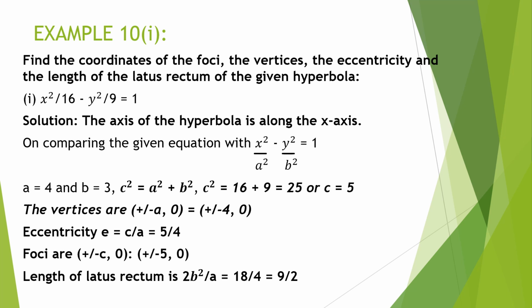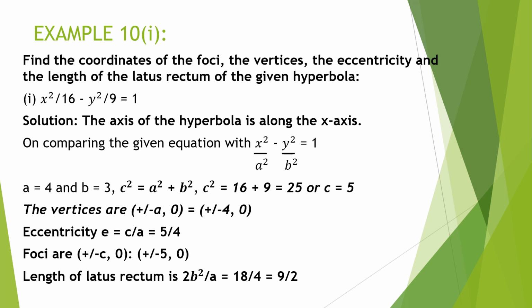Example 10. Find the coordinates of the foci, the vertices, the eccentricity and length of latus rectum for the given hyperbola. x square upon 16 minus y square upon 9 equal to 1. The positive term is with x, so the transverse axis is the x-axis. So we compare with the equation x square upon a square minus y square upon b square equal to 1. We get a equal to 4, b equal to 3. Again c square is equal to a square plus b square. So c is equal to 5.